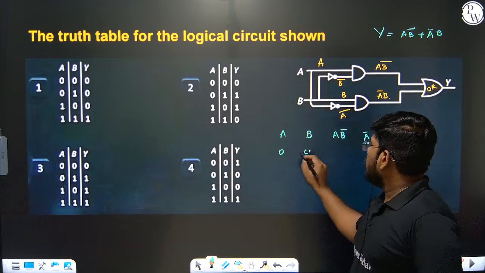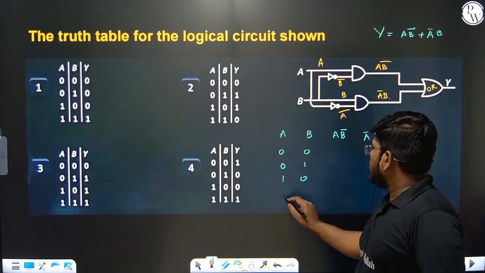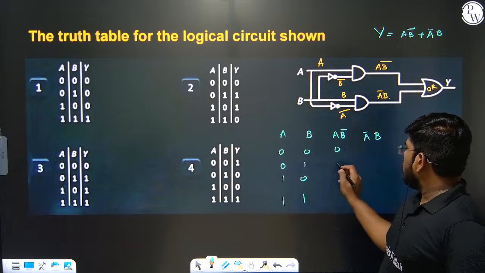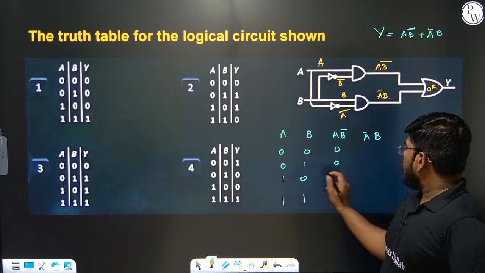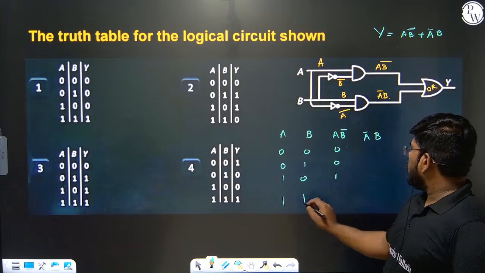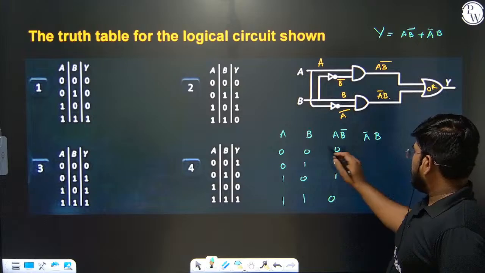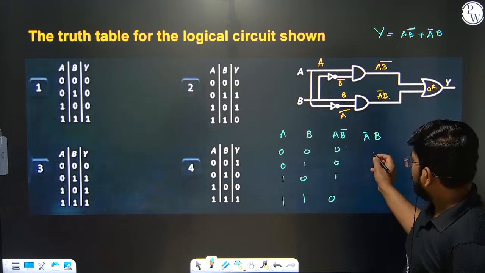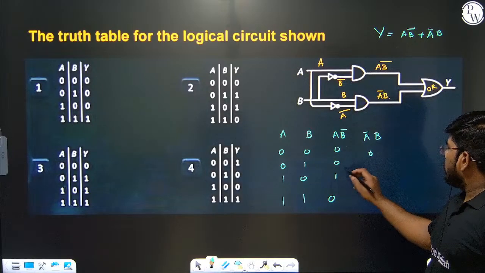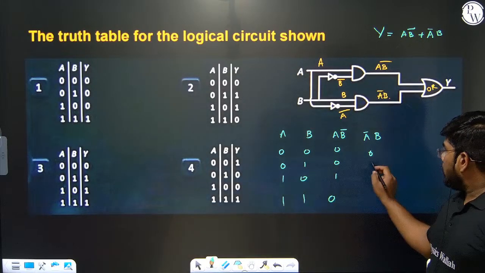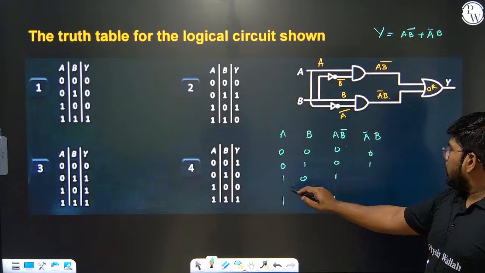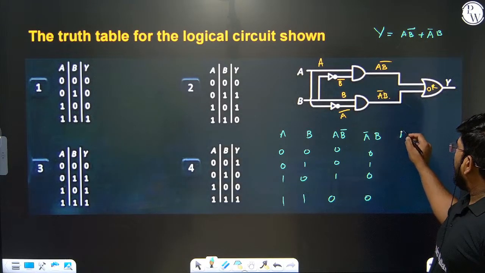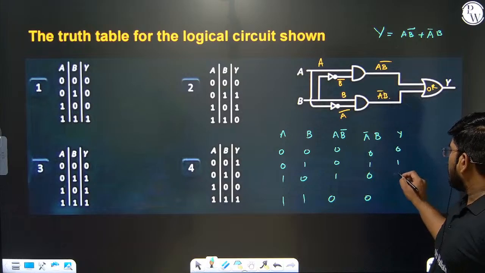So 0 0, 0 1, 1 0, 1 1. If this is 0 into 1, it is 0, 0 into anything is 0, and here 1 into this 1 it becomes 1, and this is 0. Next, if you do A bar and then multiply with this, this is 0, and here 1 into 1 becomes 1, then this becomes 0 0. Next you have to add. So Y is the addition of this: 0 0 1 1 0.